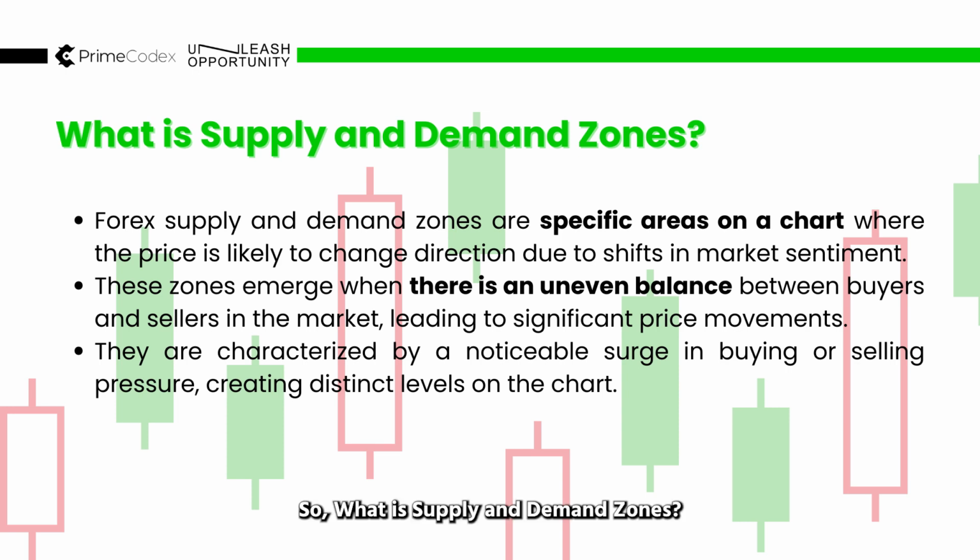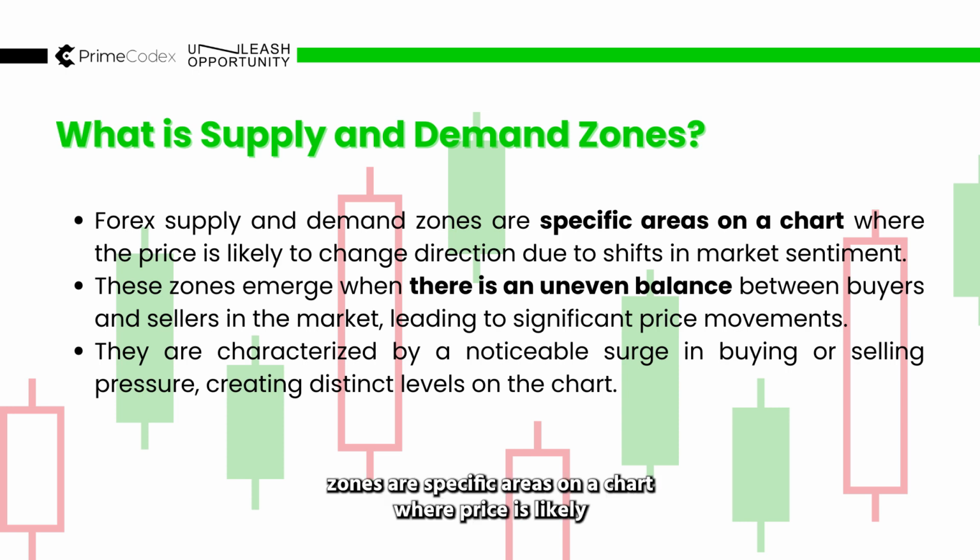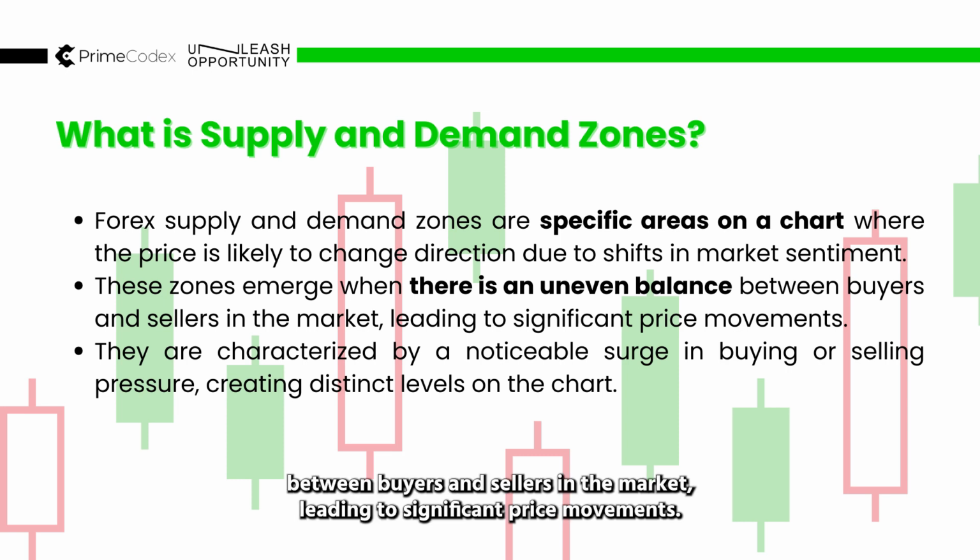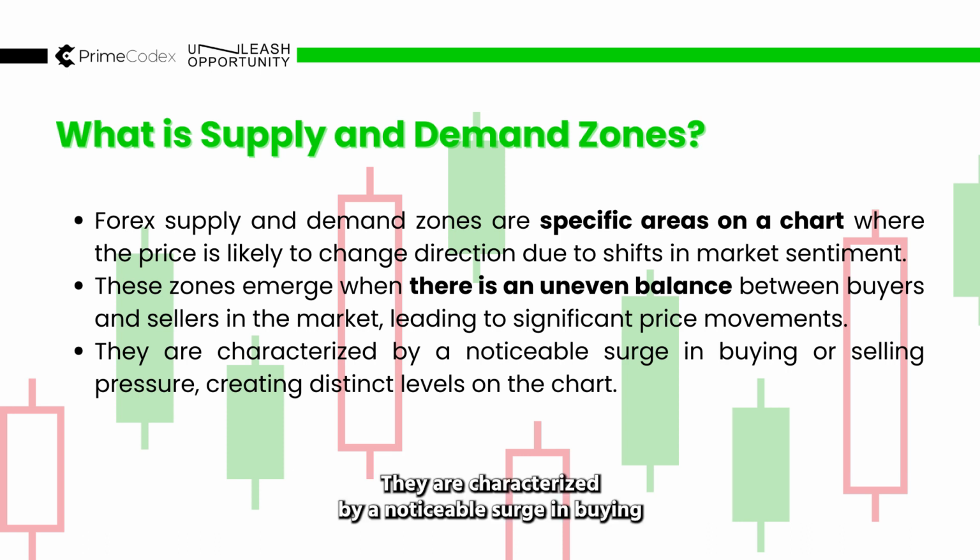So, what are supply and demand zones? First, supply and demand zones are specific areas on the chart where price is likely to change direction due to shifts in market sentiment. These zones emerge when there is an uneven balance between buyers and sellers in the market, leading to significant price movements. They are characterized by a noticeable surge in buying or selling pressure, creating distinct levels on the chart.